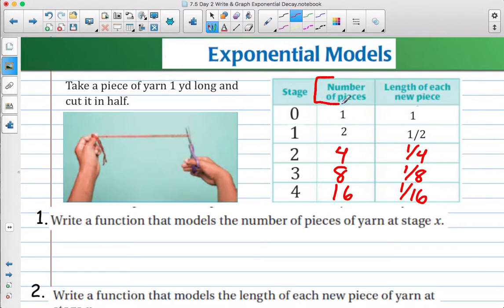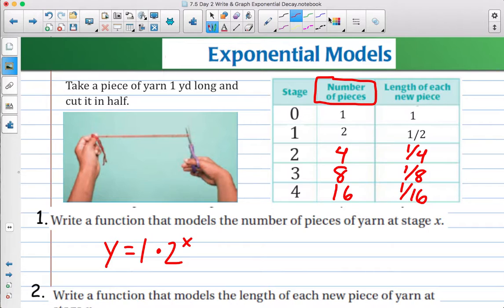The first one is the number of pieces. So the number of pieces, let's look. It started with 1, so y equals 1. And what's the pattern here? We're multiplying by 2. So I'm going to multiply by 2 to the power of x. That would be our growth. It's growth because the numbers are getting bigger. We got more and more pieces.